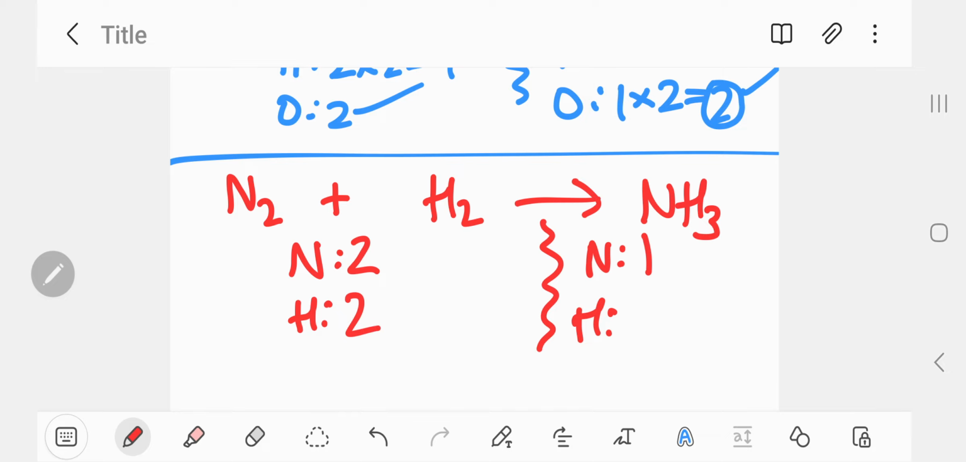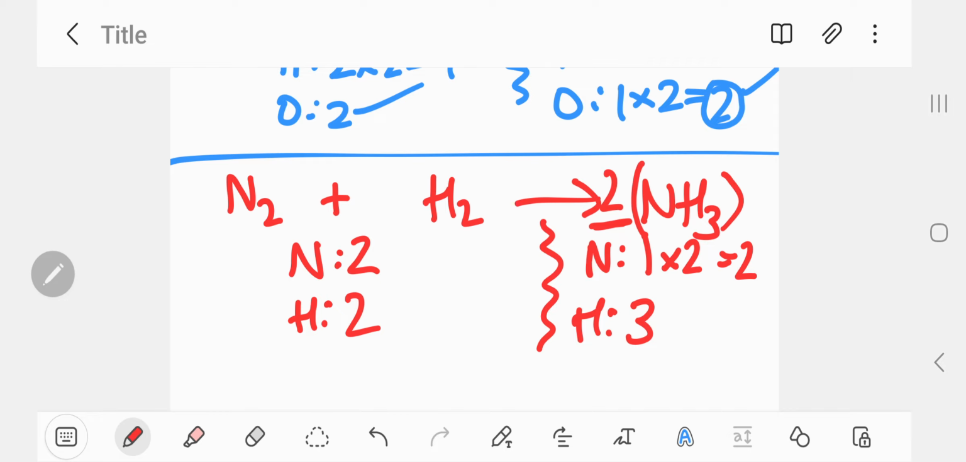Right-hand side, there's one nitrogen atom. And there's three hydrogen atoms. What do we do? Well, we have an issue here. There's one nitrogen on the right-hand side. Let's turn that into two by multiplying by two. We can only multiply. Okay, we can't add or subtract or anything, just multiply. That gives us two. So let's put a two out the front here. That's the coefficient of the ammonia molecule.